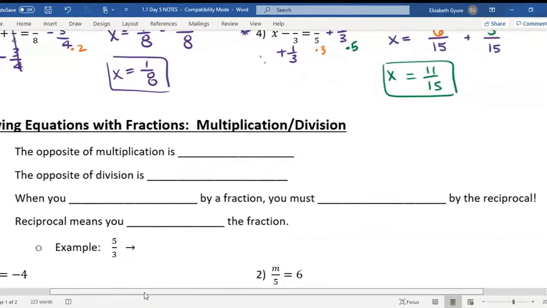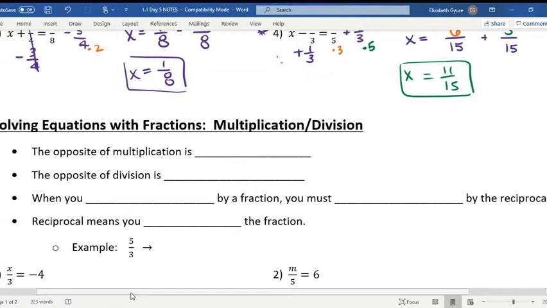So here we have solving equations with fractions, multiplication, and division. The opposite of multiplication is division. Therefore, the opposite of division is multiplication.